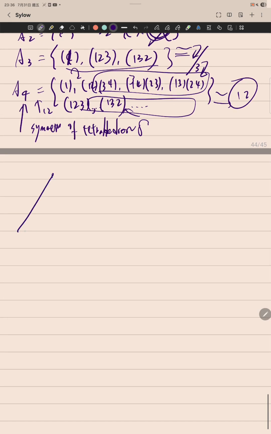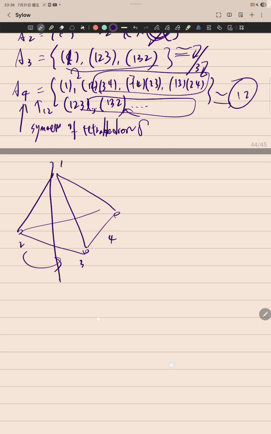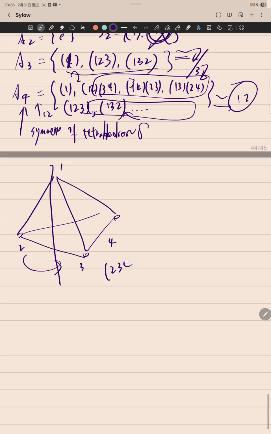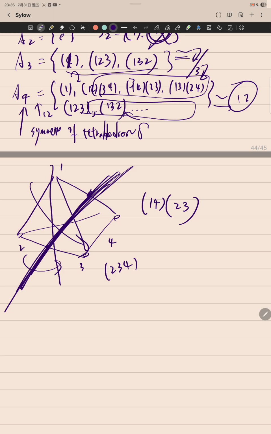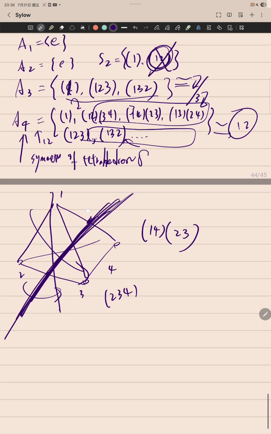If you draw the tetrahedron with vertices 1, 2, 3, 4, you can fix 1 and then do the permutation, and you get, for example, (2 3 4). If you cut it by connecting the two middle points and rotate 180 degrees, then you get, for example, (1 4)(2 3). So this indeed generates A4.